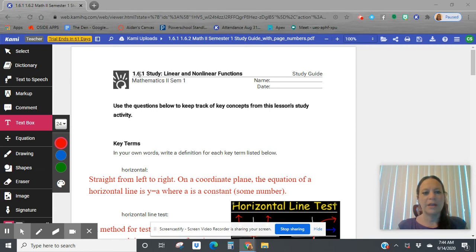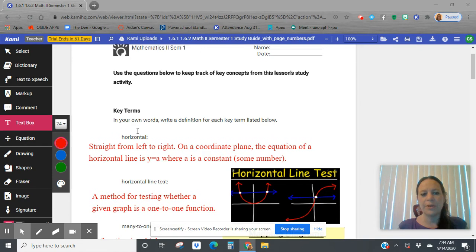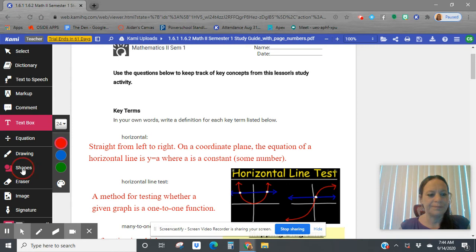Okay, here we are on the study guide for 1.6, and the first page is just asking you to look up some definitions for these key terms. So please feel free to look these up on your own and then double check them against the definitions that I have here. Horizontal is straight from left to right on a coordinate plane. The equation of a horizontal line will be y equals some number, like y equals a, where a is a constant. So let's go ahead and just draw a visual of that horizontal line.